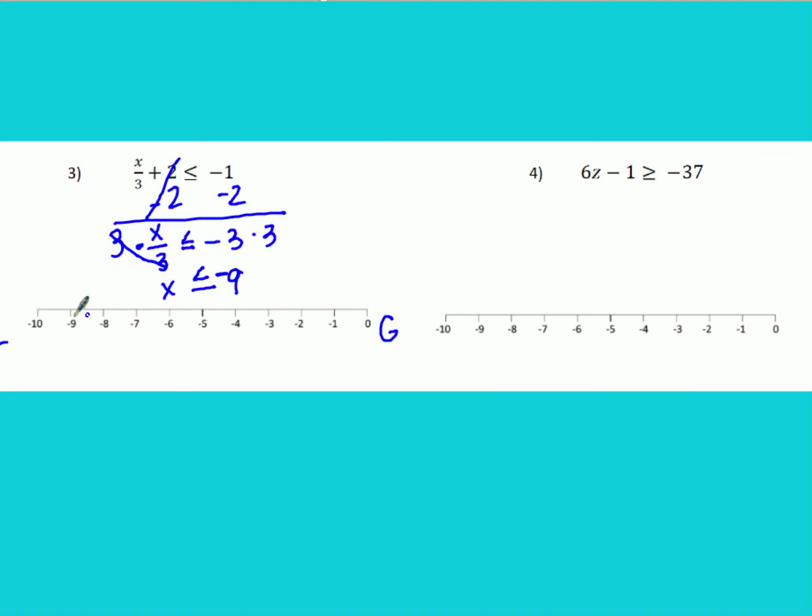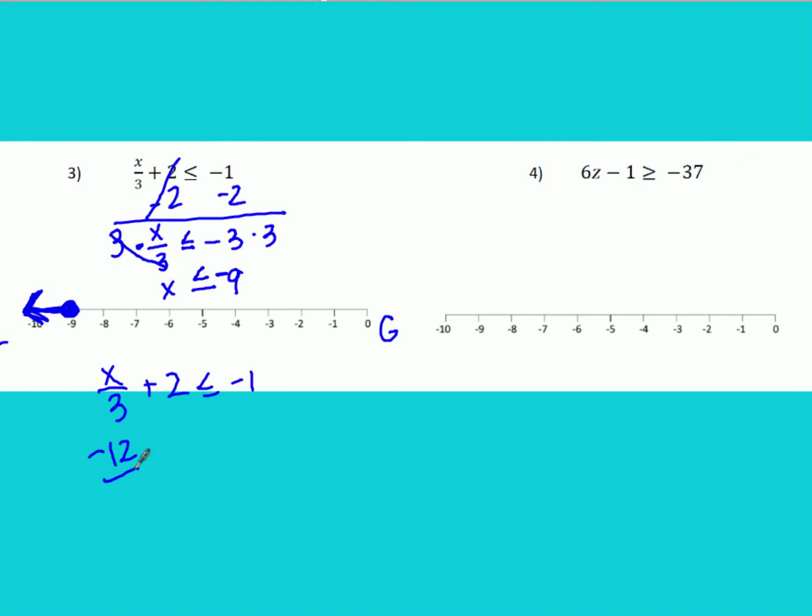So we need to put a closed circle on negative 9 here because we have less than or equal to. And the little side of our inequality is touching our variable, so we're going to shade to the L. And let's go ahead and test to make sure we did this correctly. A number that would be to the left of negative 9 could have been, let's say, negative 12. And we'll use that as our test example.